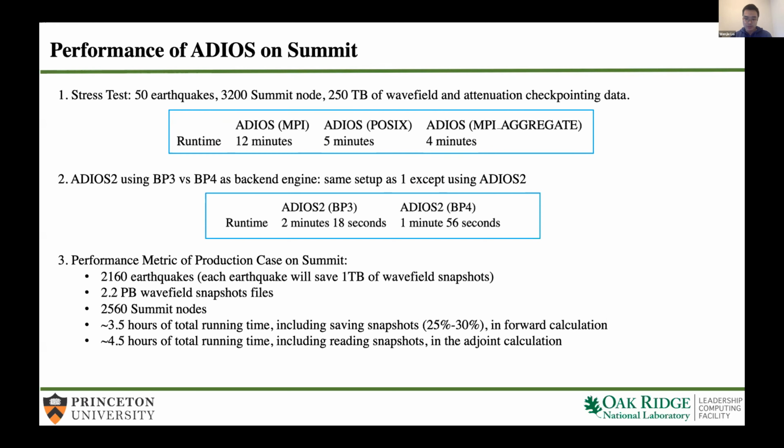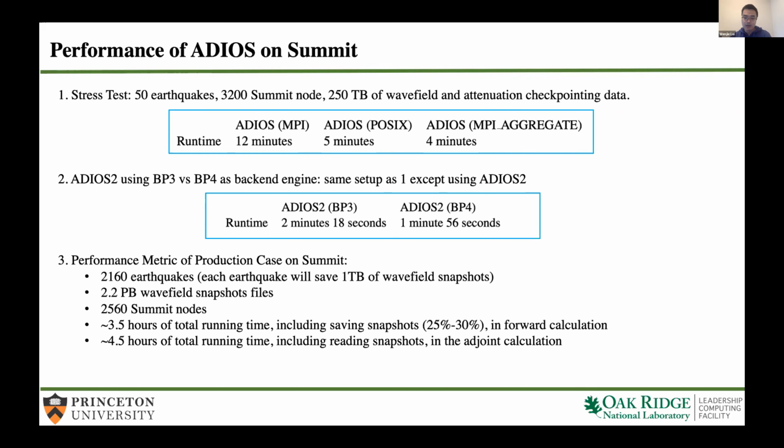Each earthquake will generate 1 terabyte of wave field snapshots. And in total, it will dump more than 2 petabytes of wave field snapshots into a disk. The total simulation will use about 2,560 Summit nodes, more than 50% of the power. And the total running time for the forward simulation is about 3.45 hours. This step includes saving all the snapshots to disk. And I/O, based on our measurements, takes about 25% to 30% of the overall running time in forward calculation.